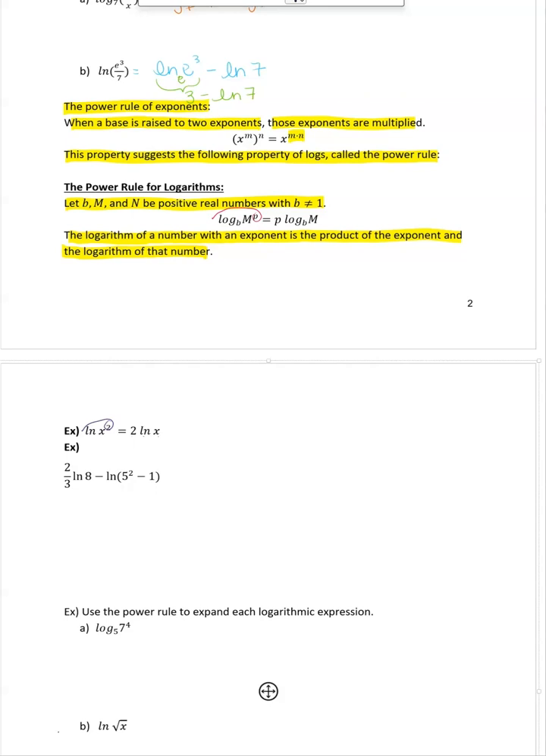So first we're going to do some work. Let's just copy this first one down. So we're going to have 2/3 ln 8. We could do some work here, right? This is going to be ln, well, 5 squared is 25 minus 1. Let's just go ahead and do that math. We can do that in our head. It's going to be 24.